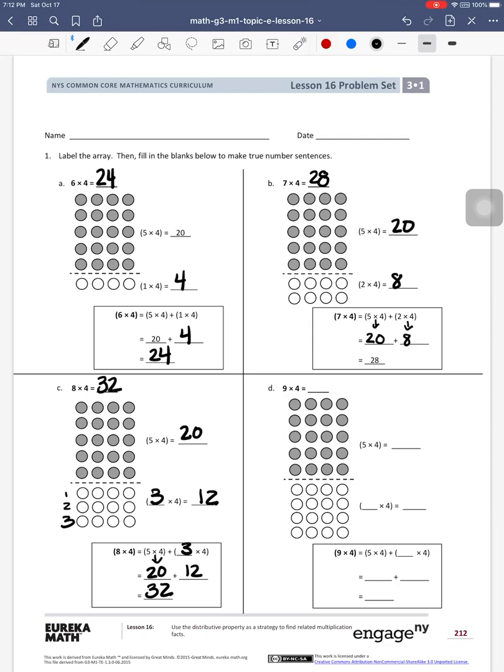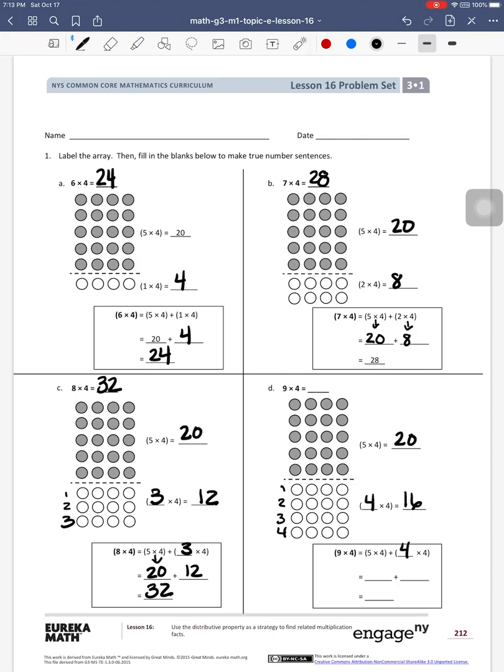9 times 4 equals, now it's broken down again. 5 times 4 we have is 20. And then the bottom we have 1, 2, 3, 4. We have 4 rows of 4. So we'll say 4 times 4. And 4 times 4 equals 16. So 9 times 4 equals 5 times 4 plus 4 times 4.